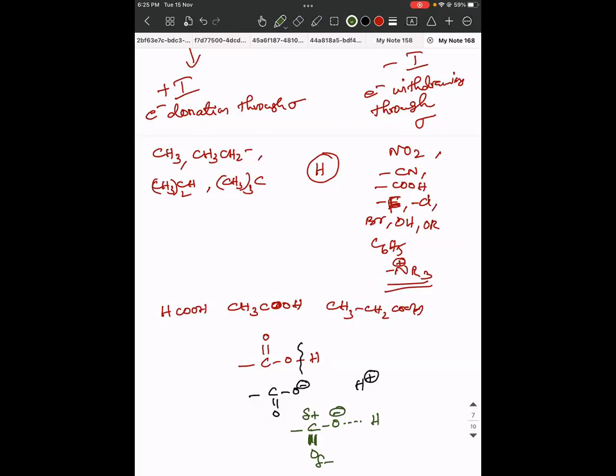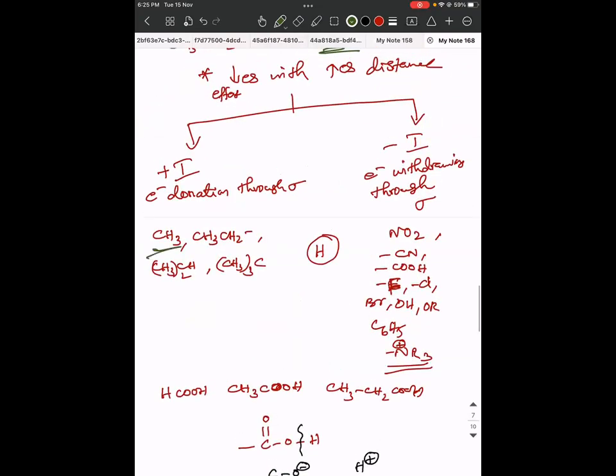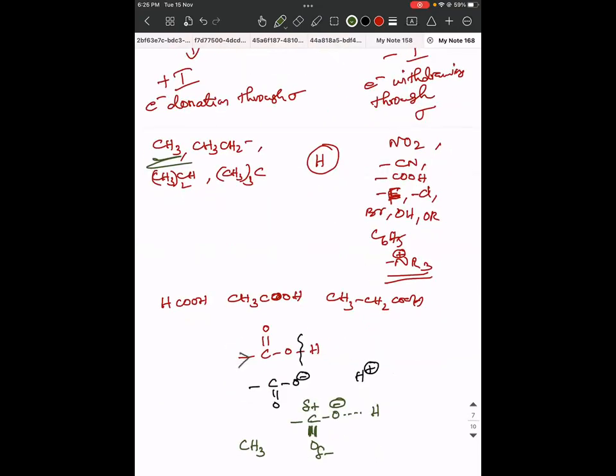Correct? Suppose when you increase the group, a CH3 group, what is the nature of the CH3 group? It can donate electrons through the sigma bond. Now suppose some group donates electrons at this place, then what increases at this place? The electron density increases. If the electron density increases, this bond becomes stronger, and then this bond also becomes stronger. It will not lose that H plus ion that easily.